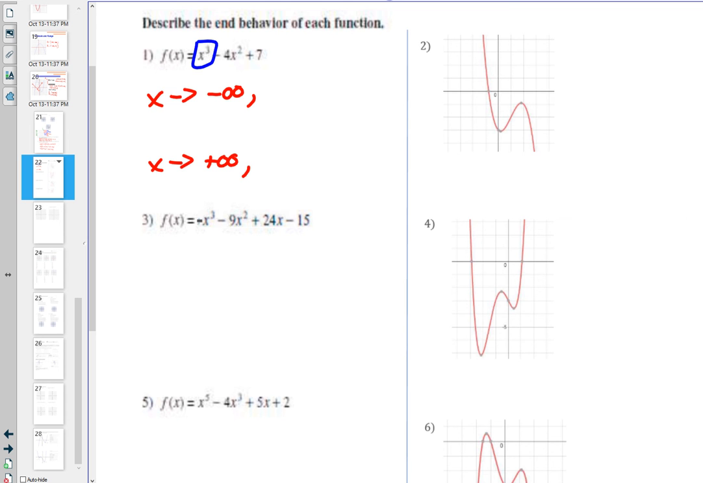What's happening if I say down and up? What's the left arrow doing? If I say down and up, what's the left arrow doing? Going down. So f of x will also be going to negative infinity. If I say down and up, what's the right arrow doing? Going up. What you see on the board.